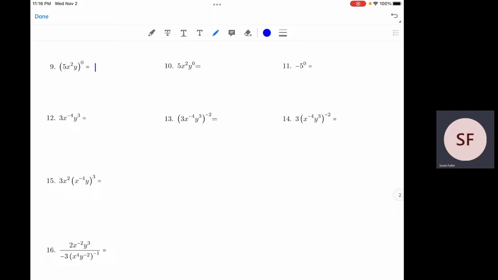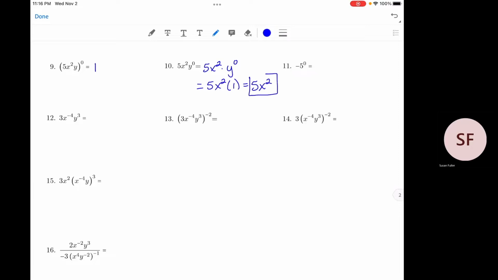How about number 10 here? What we have is 5x squared y to the 0. Now this exponent of 0 only applies to the y in front of it, that base of y. It doesn't apply to anything else. So the only thing that 0 exponent is going to turn into a 1 is the y. And so the 5x squared is being multiplied by that y to the 0. And so we're going to end up with 5x squared times 1, or just 5x squared, because that exponent of 0 applies only to the y.